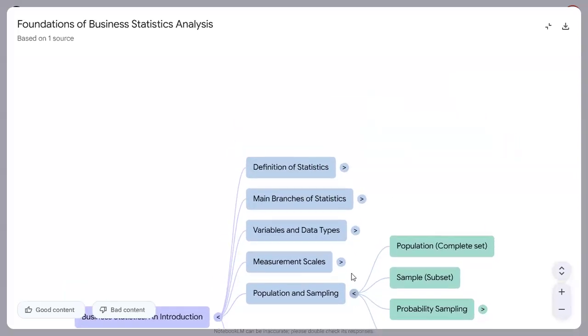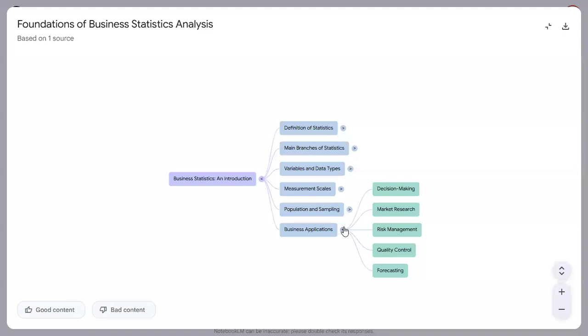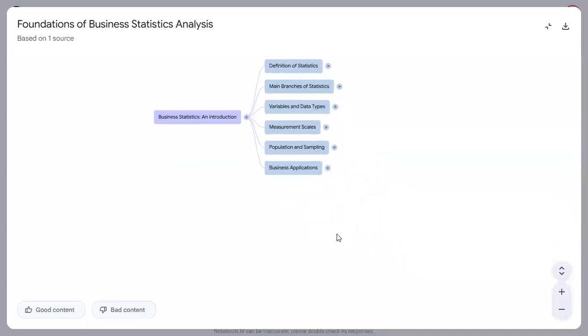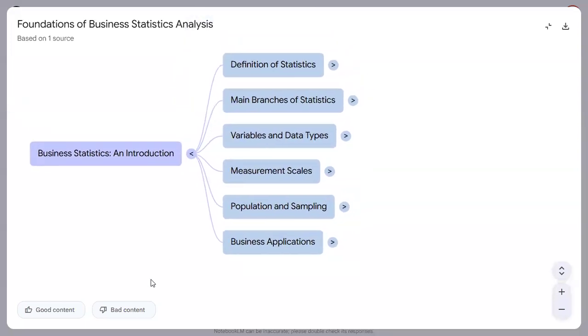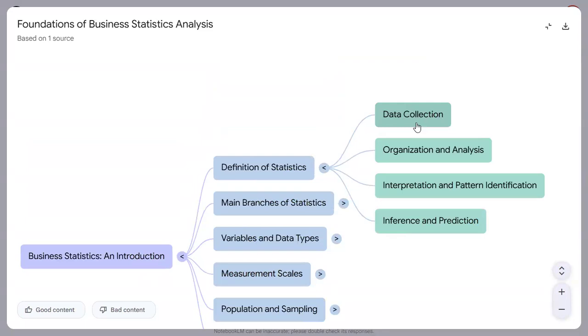It has some branches. This is a mind map. You may understand very easily. This is not the entire journey of this subject. The chapter one, introductory chapter, is giving some introduction about the basic knowledge of statistics, where we will study first the definition of statistics. Here we may find what is data collection, organization and analysis, interpretation and pattern identification, inference and prediction.